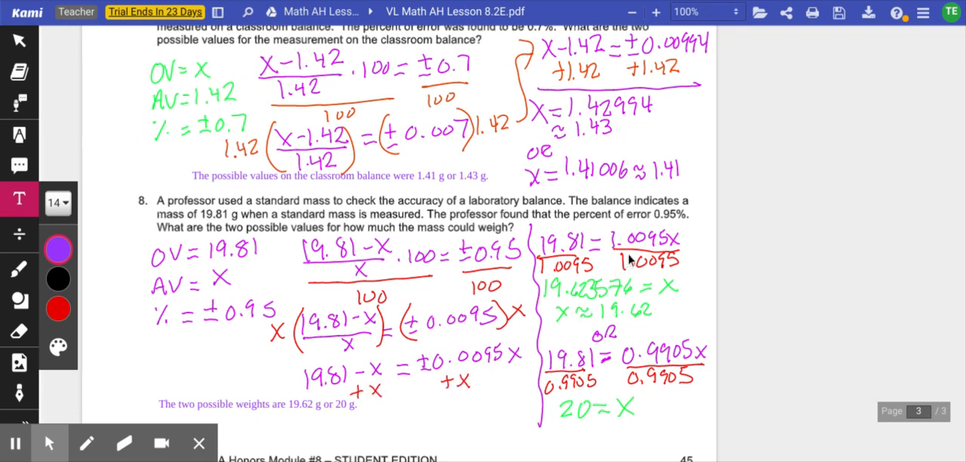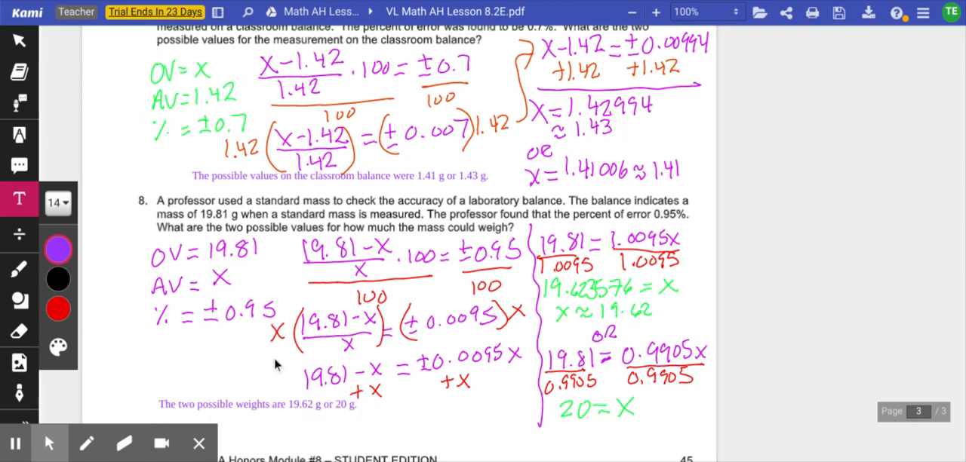So when I added it, I got 1.0095x, so I divided by 1.0095. I got this long decimal and I rounded. So one of my answers is x is equal to about 19.62. On the other one, I had to divide by 0.9905 and I got exactly 20. So the two possible weights are 19.62 grams or 20 grams.